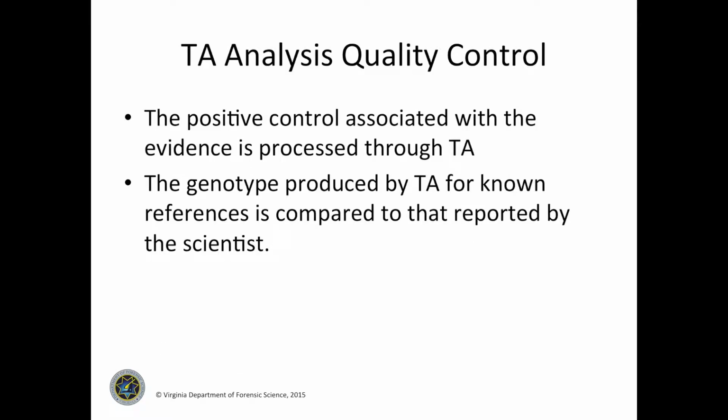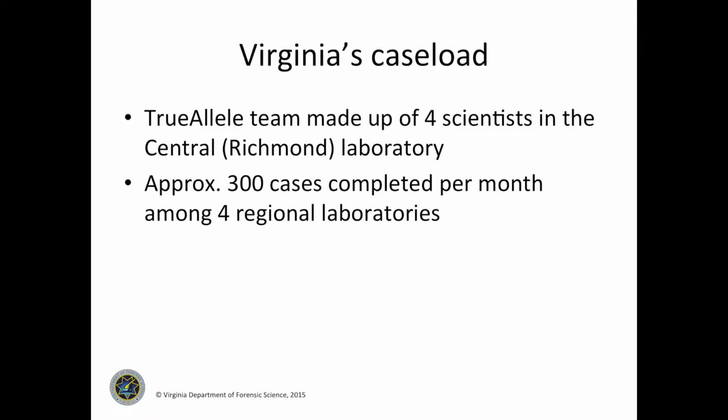We felt that it was important to provide some type of evidence that TrueAllele was determining the correct allele pairs. So for every case, we incorporate the positive control associated with the evidence. Additionally, the genotype developed for the references are compared to that reported by the scientist. In Virginia, approximately 300 cases are completed statewide per month. So we have about 55 scientists statewide. Our two largest laboratories are our central laboratory and our eastern laboratory down in Norfolk. And all together we have about 55 scientists.